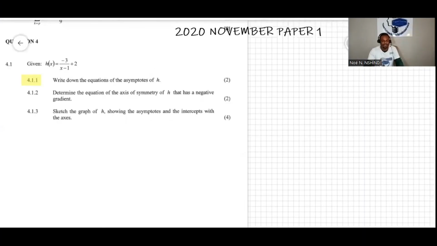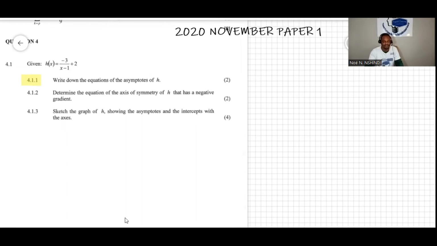Well, we have another question here, question 4.1. The question says that given h of x equal to -3 over x minus 1 plus 2, 4.1.1 says write down the equations of the asymptotes of h.